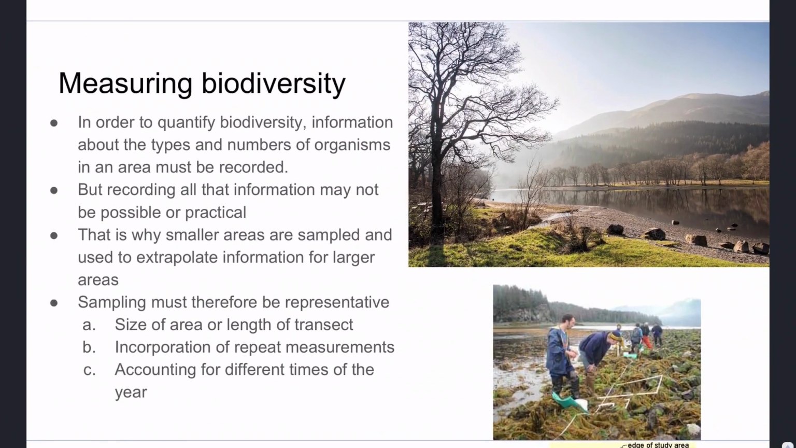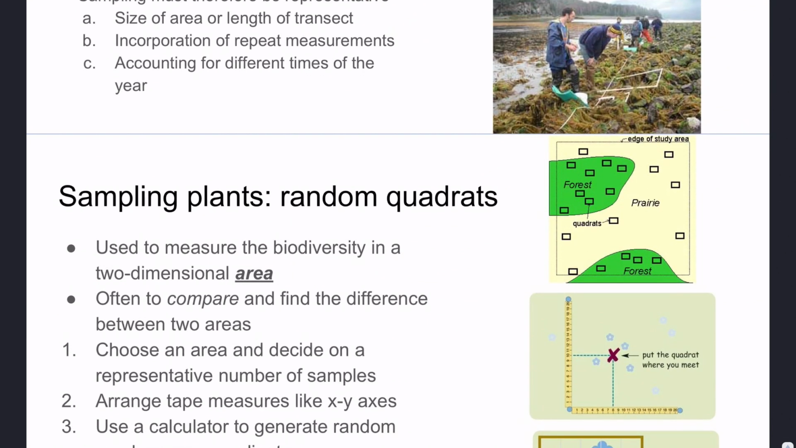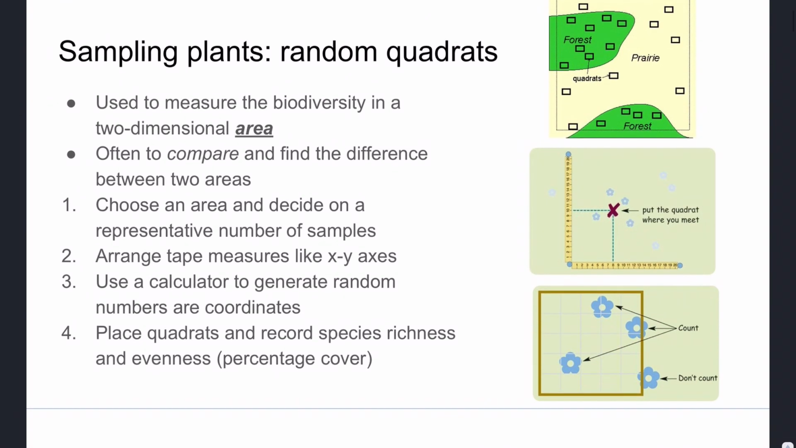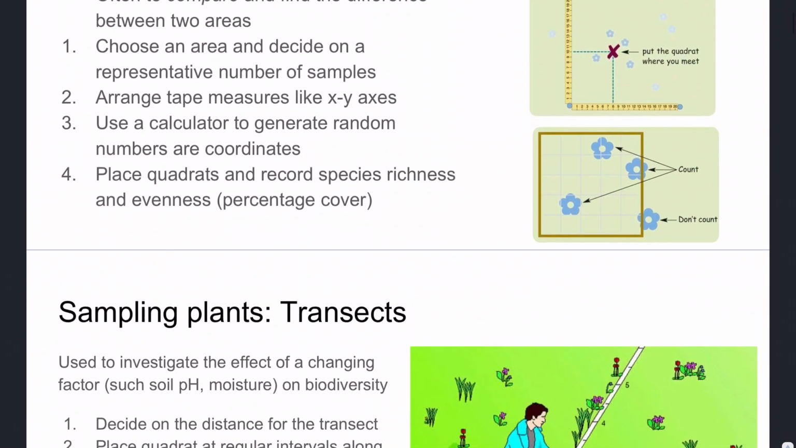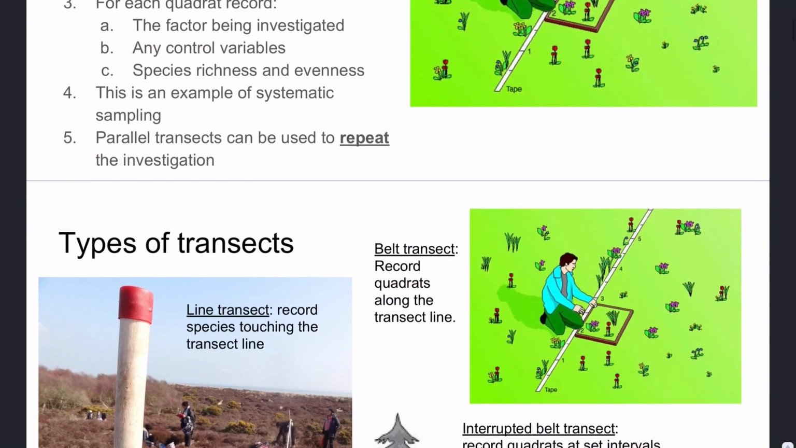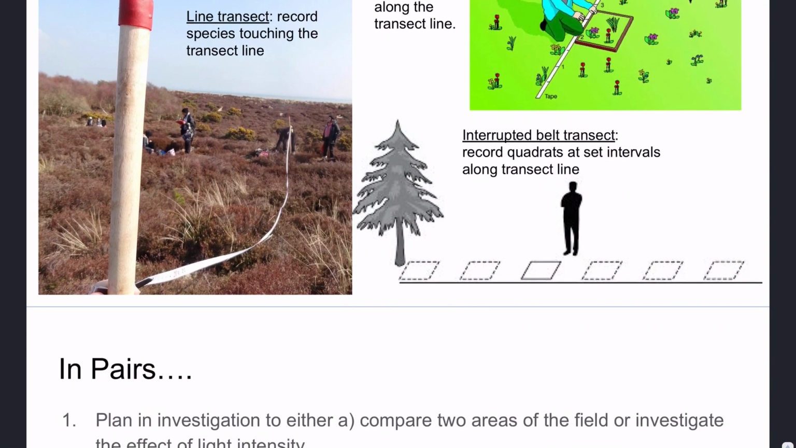This idea that biodiversity can be measured, and the way we do that is by using sampling techniques, and we have a specific set of considerations that we have to make before we do a sampling study. We need to consider things like validity, what's the best technique to use in order to investigate the things that we want to, what techniques do we use when we are sampling plants, what techniques do we use when we're sampling animals.